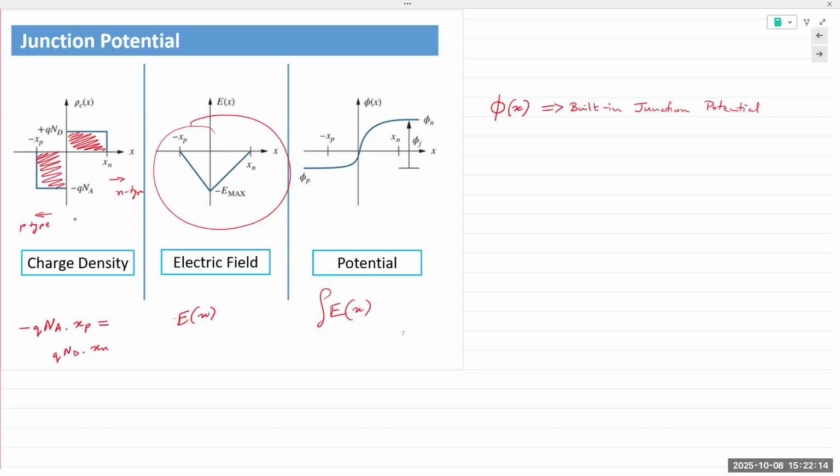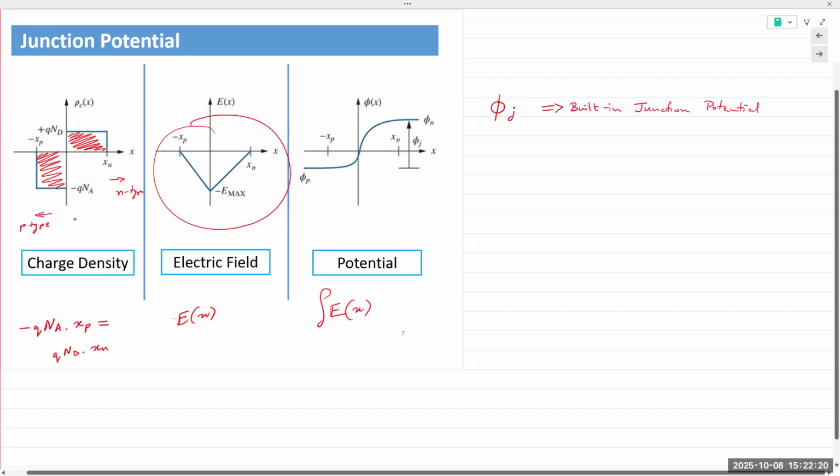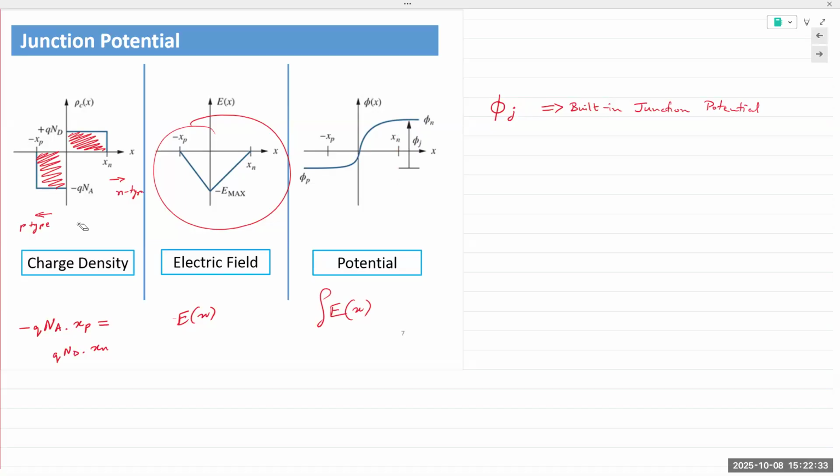And this is observed, sorry, not phi X, phi J, which is this. And just to give you a hint of what's to come next, phi J is the voltage that is required to turn the diode on. Okay, this is the voltage that is required to turn the diode on.